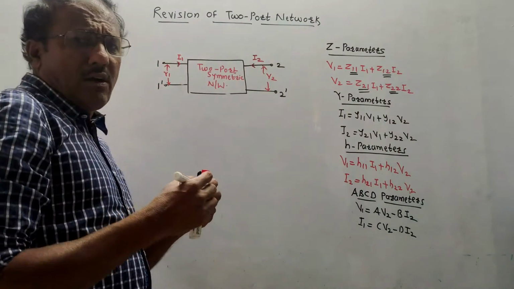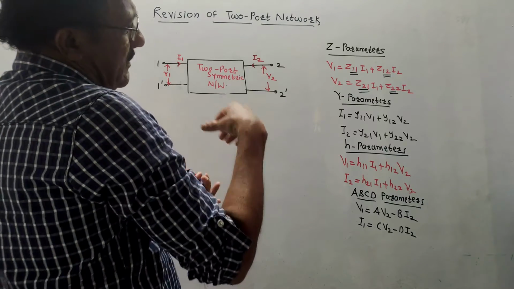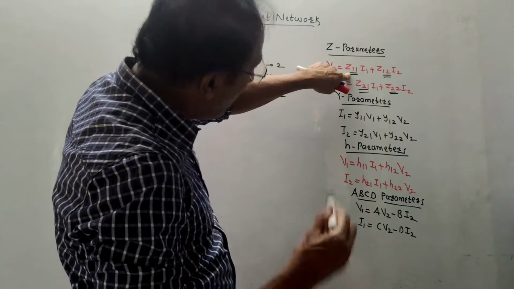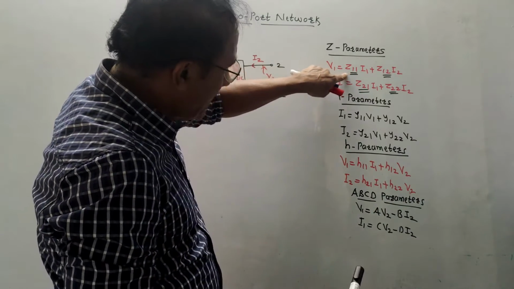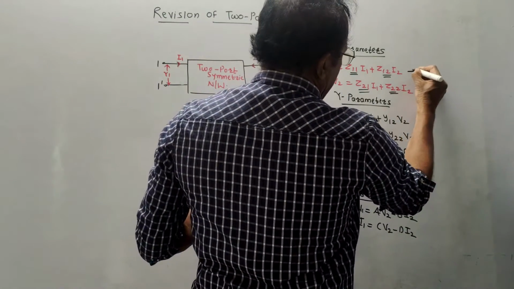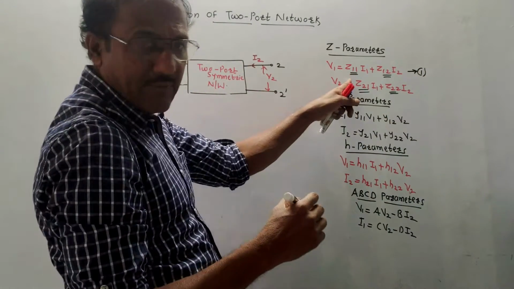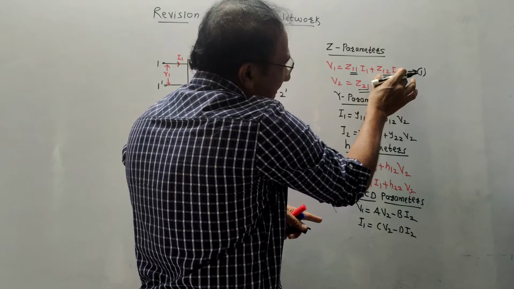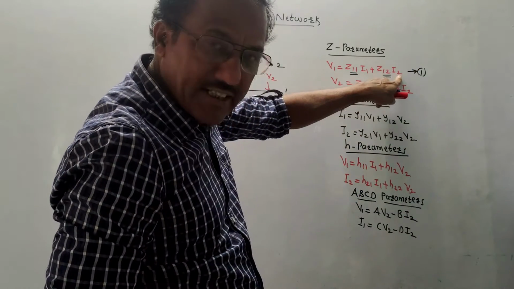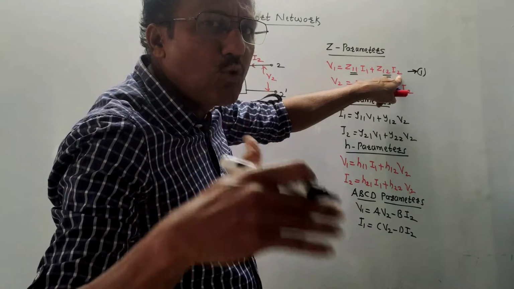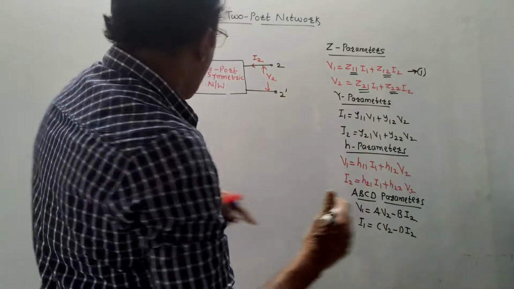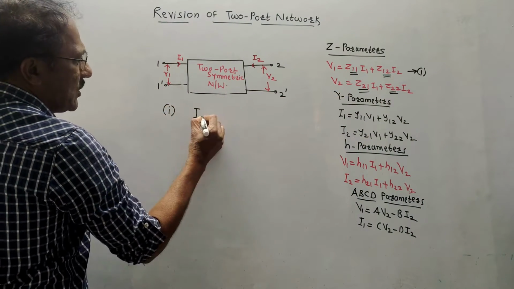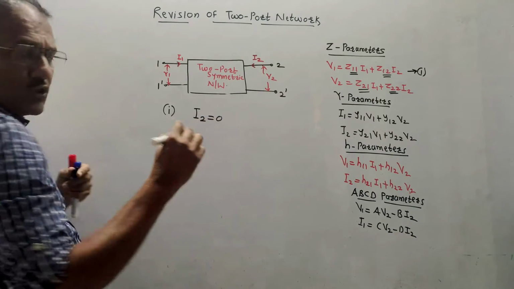I will show you one simple calculation. Suppose I want to calculate value of Z11. How to think? In equation 1, let us say this is equation 1, we have term Z11. I need to calculate Z11. That means I have to make this second term 0. Second term contains I2. I2 is output current. So, condition 1, I will write like this. So, this is case 1 or condition 1. I2 is equals to 0.